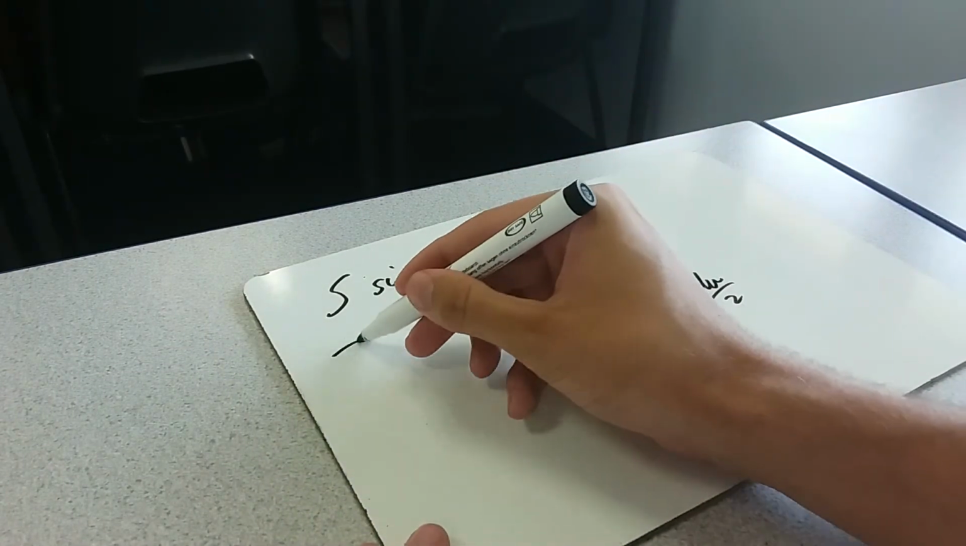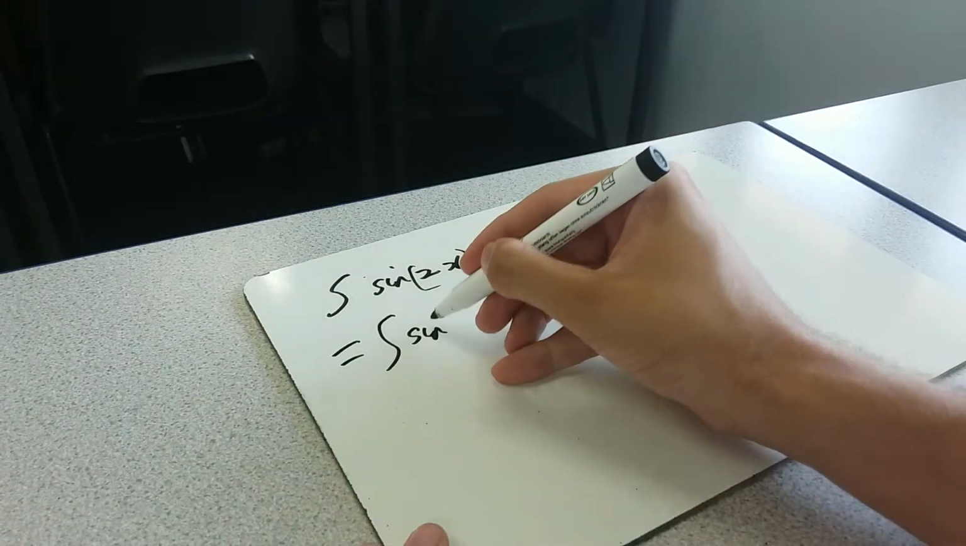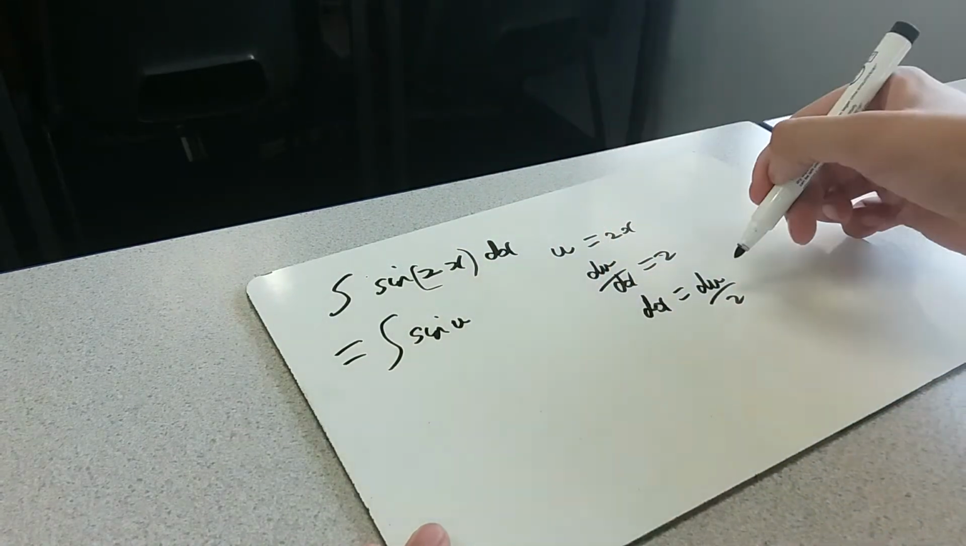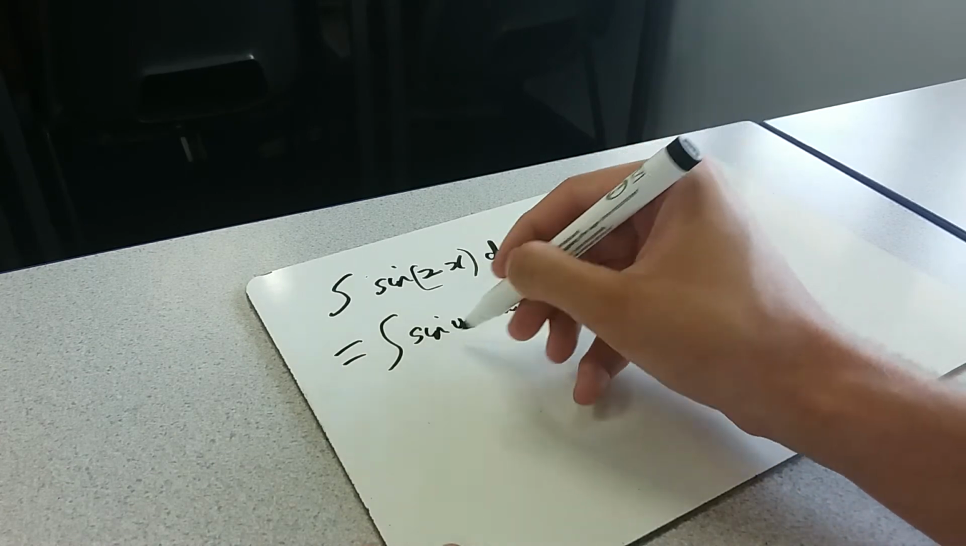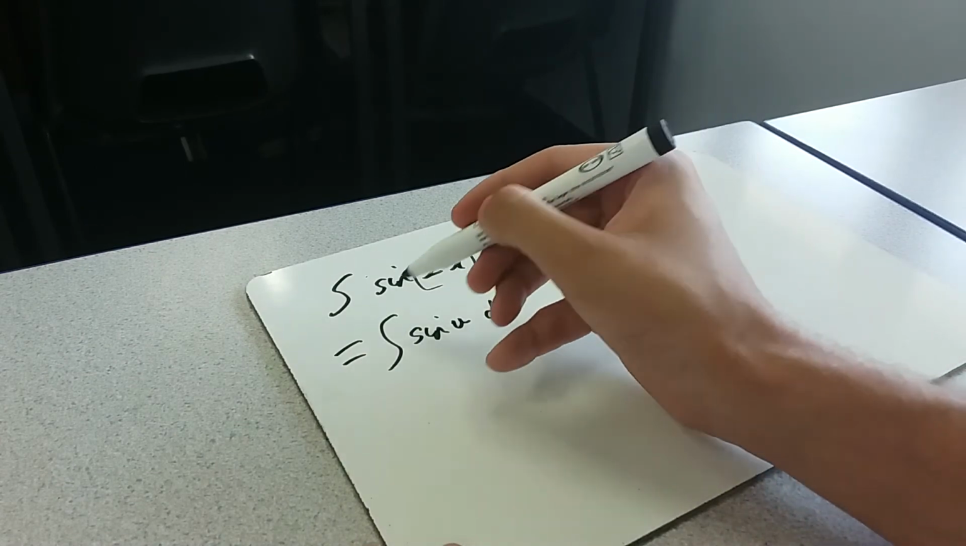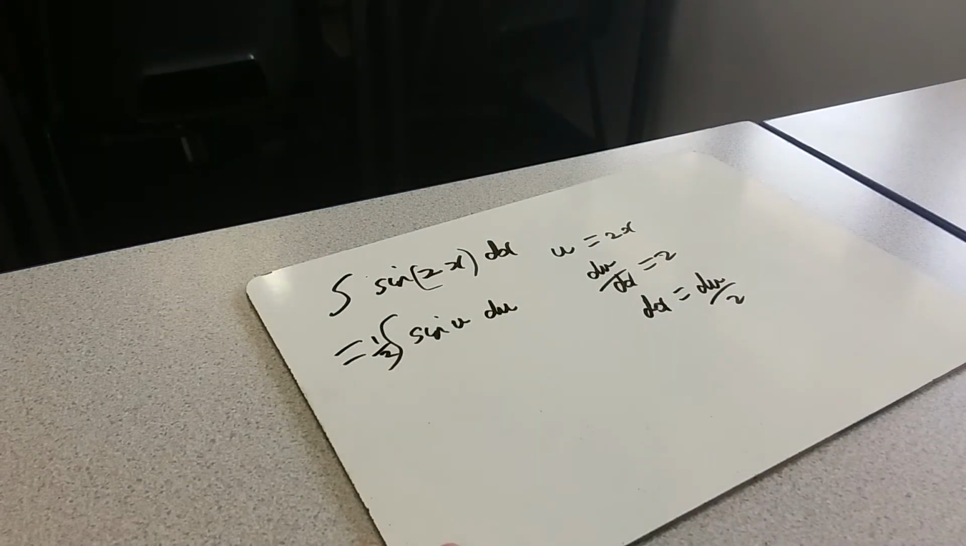Pushing that into this, our integral is sine of u, and then dx is du over 2, so it's du over 2. Now, I can put it wherever I want, under here. I'm just going to take out the factor of a half at the beginning. Doesn't matter where we put it.